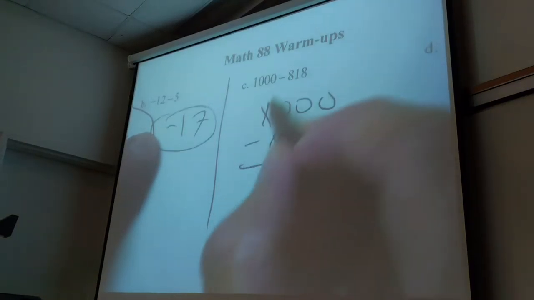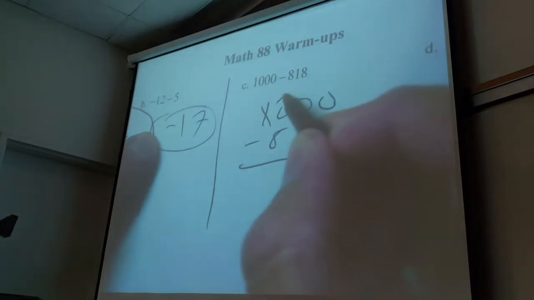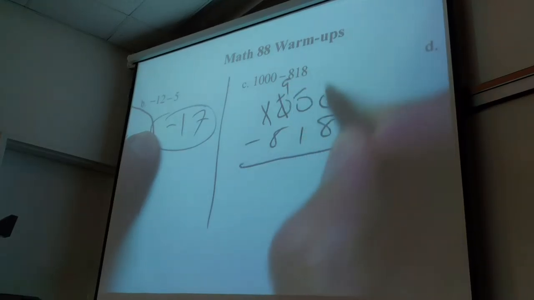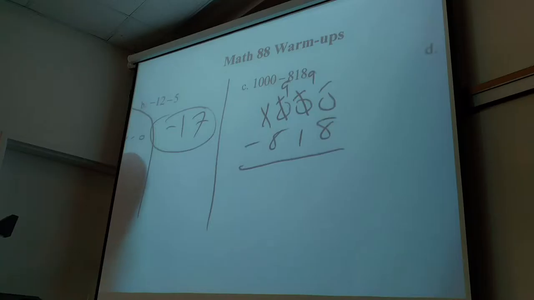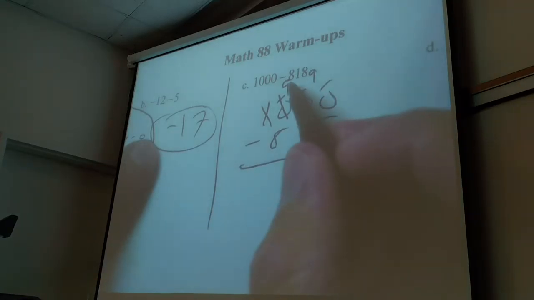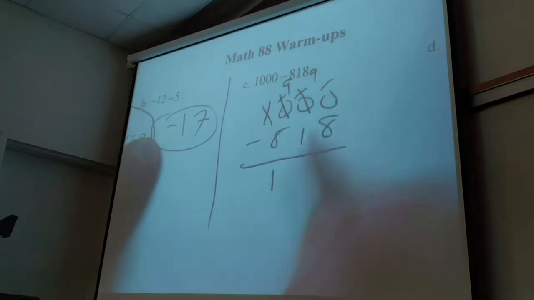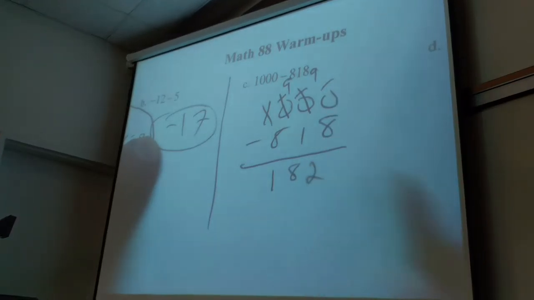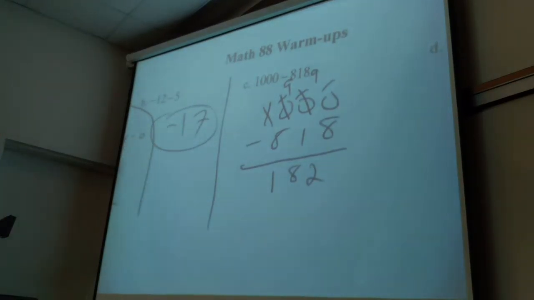So you have to borrow from this and make this 10. And then you can borrow from that and make this 10. And then you can borrow from that and make this 10. Oh, my God. I'm going to show you a shortcut for this, but let me just do it by the book. Then you can just do 9 minus 8, 9 minus 1, 10 minus 8, and then we catch up to the 182, right?